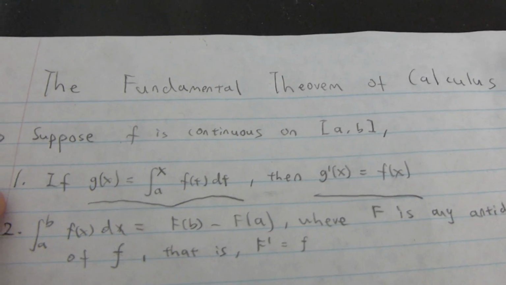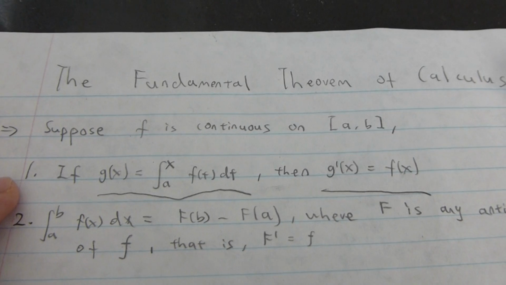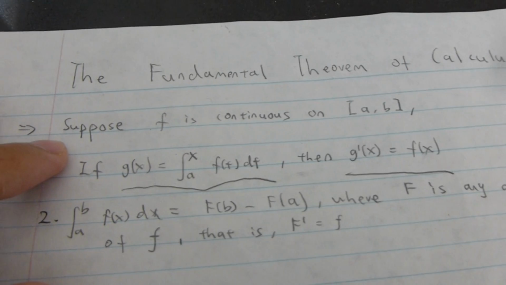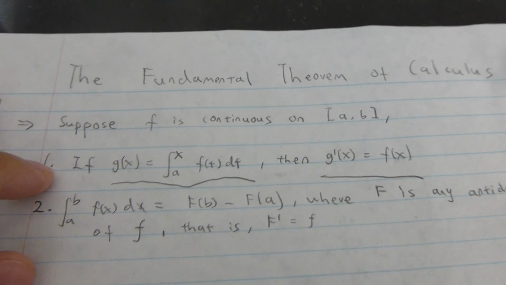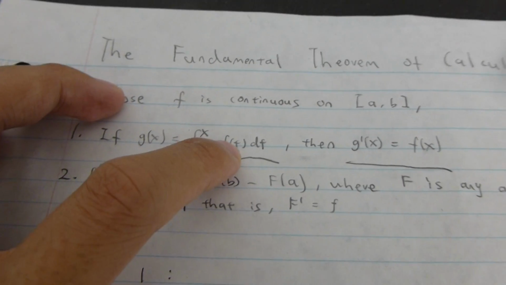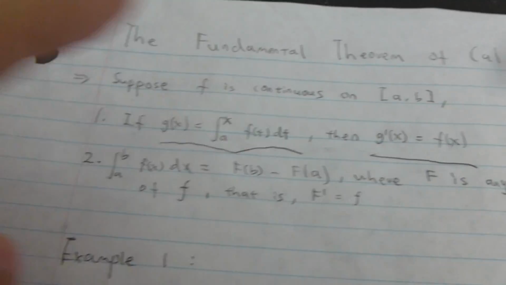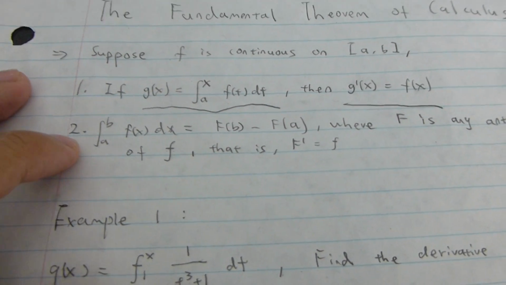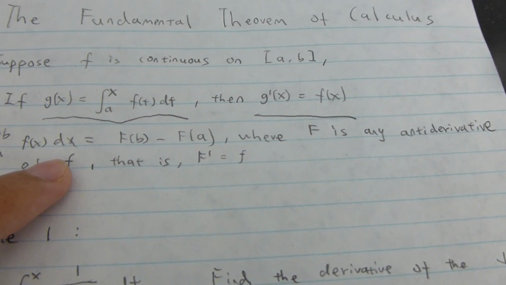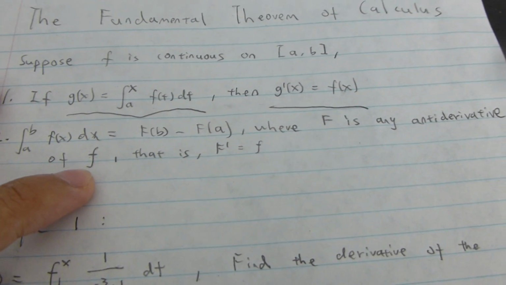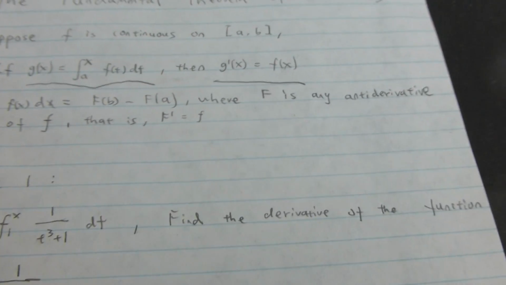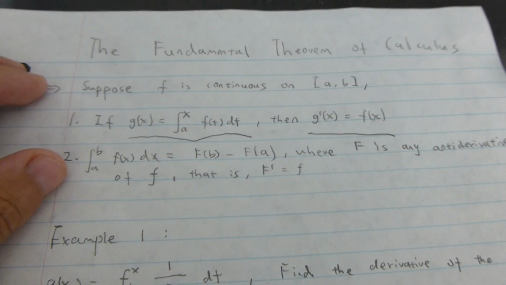Everyone, in this video we're going to introduce the Fundamental Theorem of Calculus. I want to make this really simple. Suppose f is continuous on [a, b]. In the first part, g(x) equals the integral from a to x of f(t) dt, then g'(x) equals f(x). In part 2, the integral from a to b of f(x) dx equals F(b) minus F(a), where F is any antiderivative of f. That's it, F' equals f. So this is the Fundamental Theorem of Calculus.